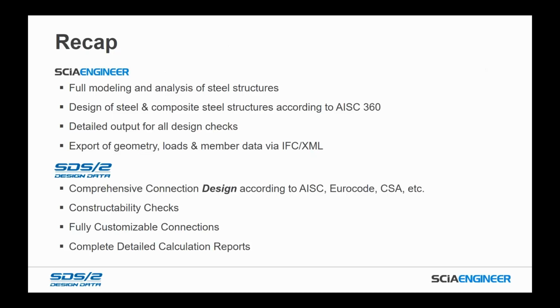Really, with this workflow between SDS2 and SCIA Engineer, in SCIA, we're focusing on the full modeling and analysis of steel structures, really any steel structures, and so a lot of the modeling capabilities allow for a lot of flexibility in what you can create. Obviously, again, the design of steel and composite steel structures according to AISC 360. Stephen mentioned some other codes. SCIA also includes other codes like full support for the Euro codes and other international codes, Brazilian codes. And so, today we've been focusing on the American codes in this particular webinar. Obviously, we showed a lot of those detailed outputs for the design checks. And then finally, the export of geometry and loads and other member data information via IFC and XML.